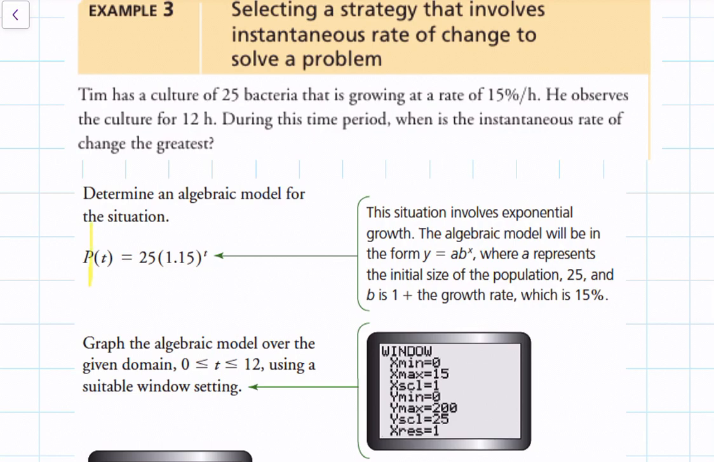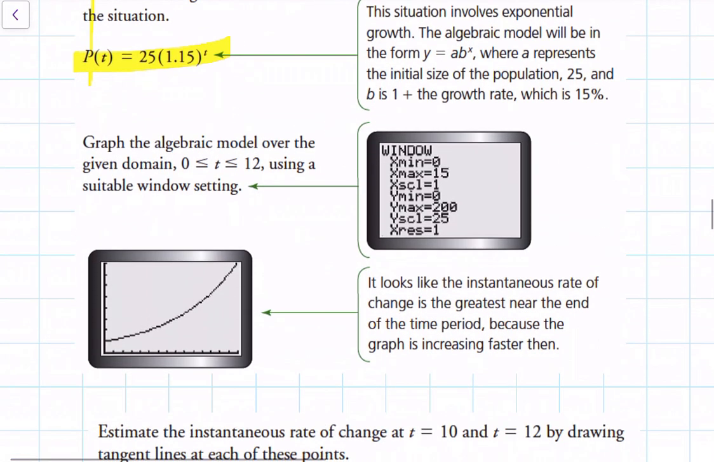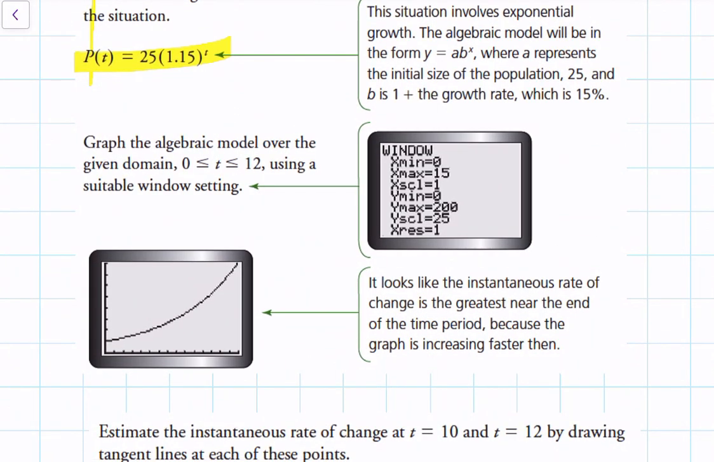Okay, so the first thing we're going to do is find an algebraic model. So that's what they're doing here. We're going to find the model. Once we find that, we're going to graph it in our graphing calculator within the given domain. And as such, we can see that the instantaneous rate of change is greatest near the end of the time period.